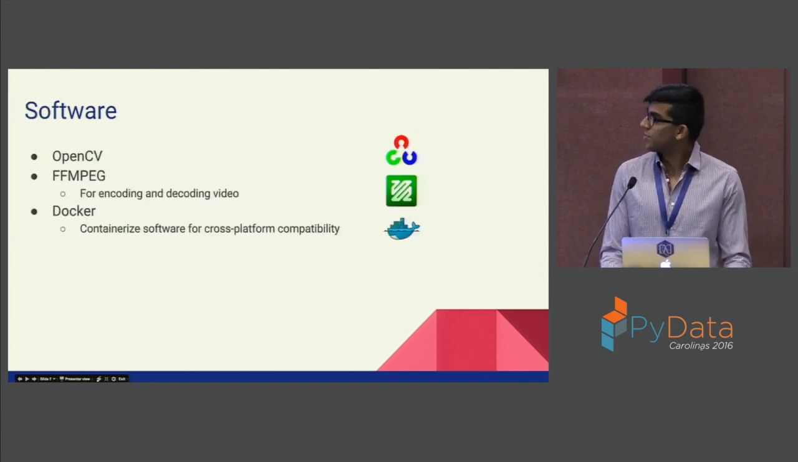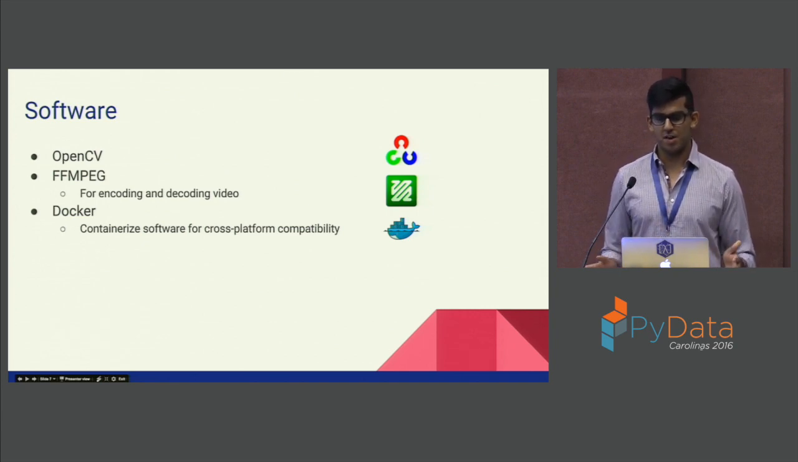And a little bit about the software that we used. We used OpenCV for our image analysis, so we did it frame by frame. FFmpeg for encoding and decoding video once we had the frames, and Docker because building OpenCV with FFmpeg is surprisingly difficult. So we just wanted to do it once and then build a Docker container for it so that if people wanted to use our code, we could just have them run a few commands. And if you go to our website, there's a blog post about getting the Docker container and running it.